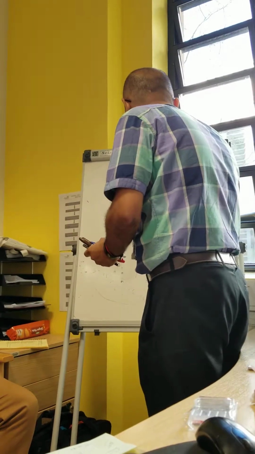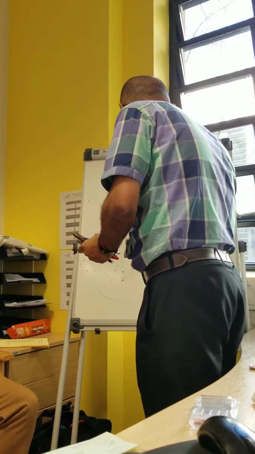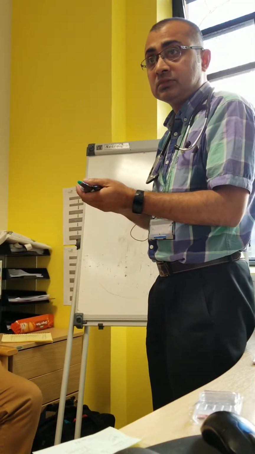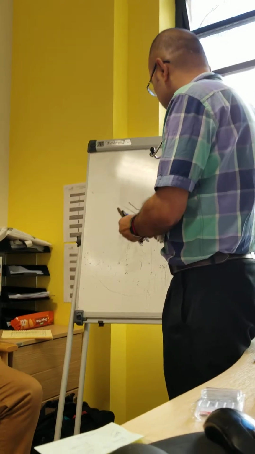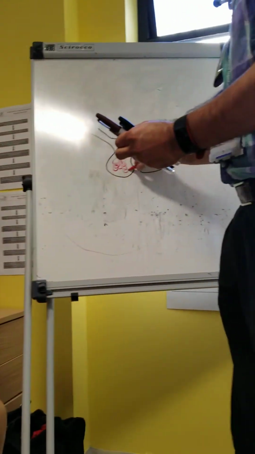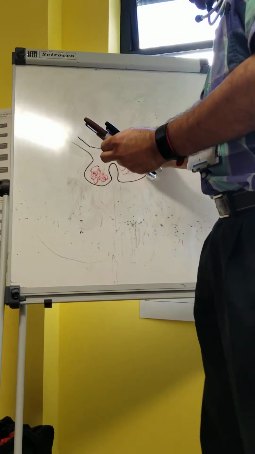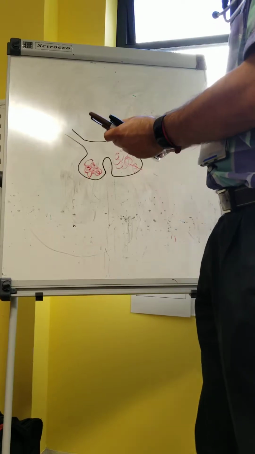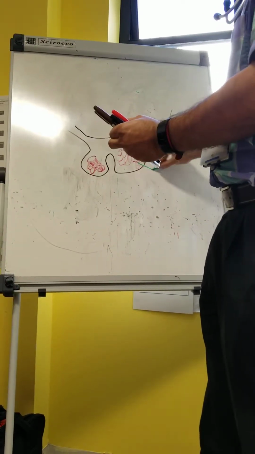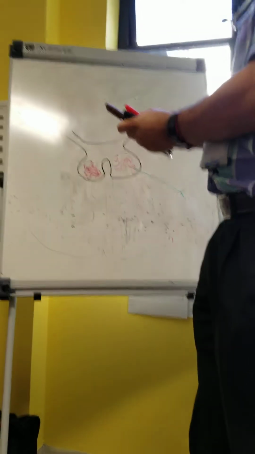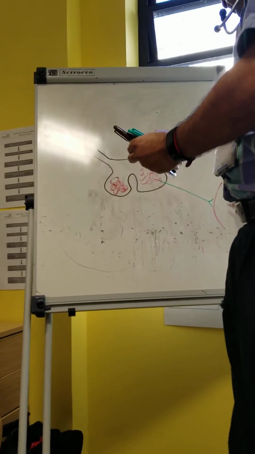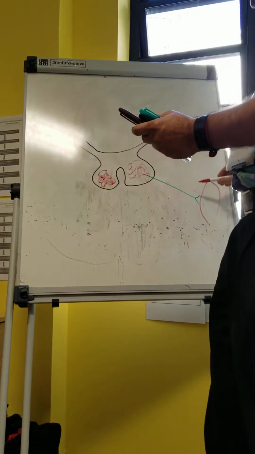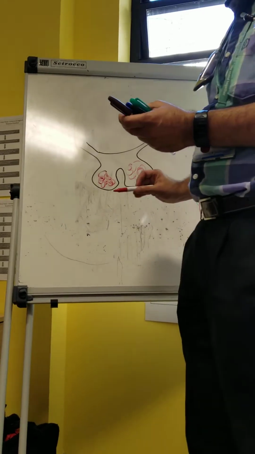So if this is the spinal cord, okay, where are the motor nuclei situated? In the anterior part, anterior horn cell. So here the motor nuclei are there. Okay. So from here the fibers come and go and supply the muscle. So this part from the motor neuron to the motor nerve up to the myoneural junction is the lower motor unit.